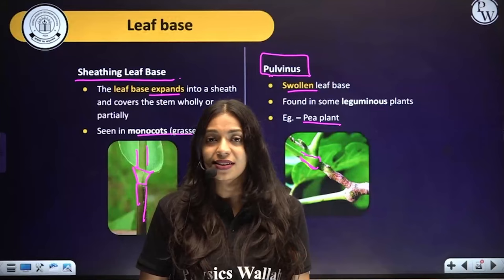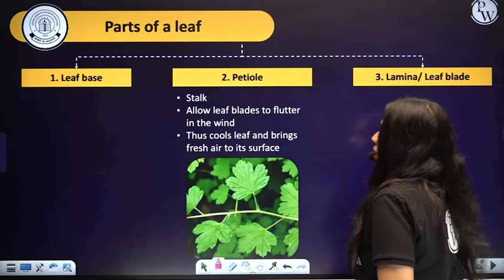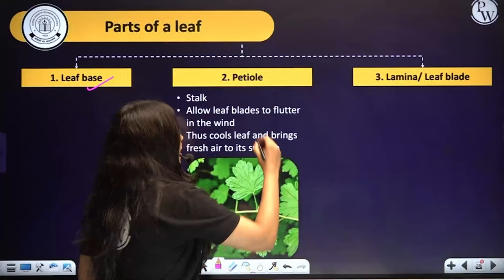Okay, so these are new terms. Make sure to write it down. Okay, so that's about the first part of the leaf, which is the leaf base. Now let's move on to the second part of the leaf, which is the petiole.